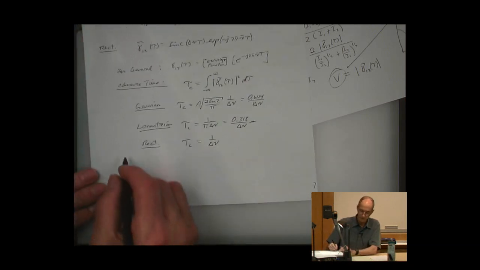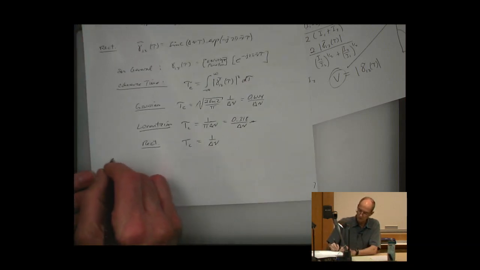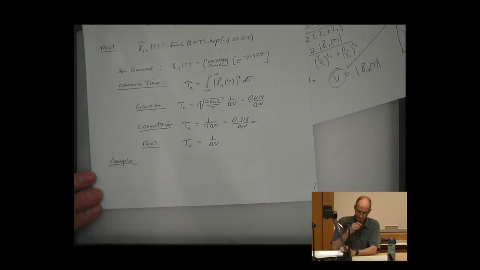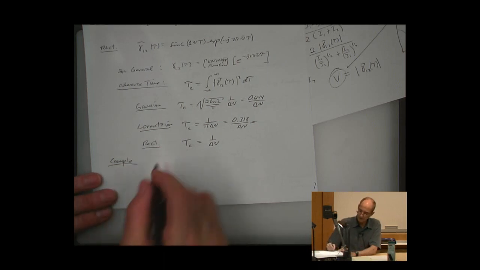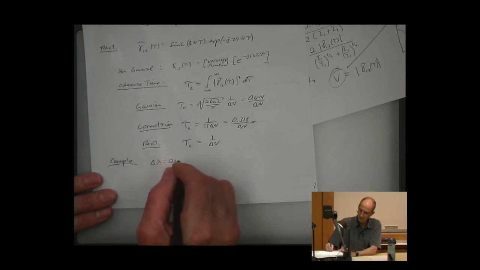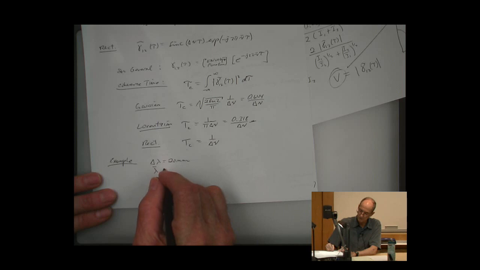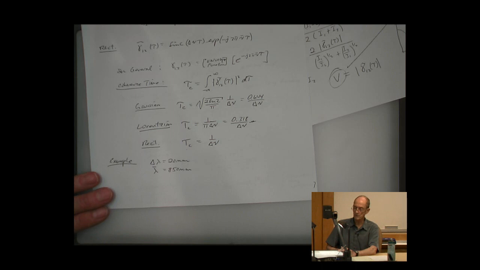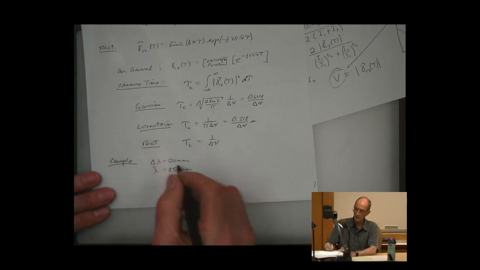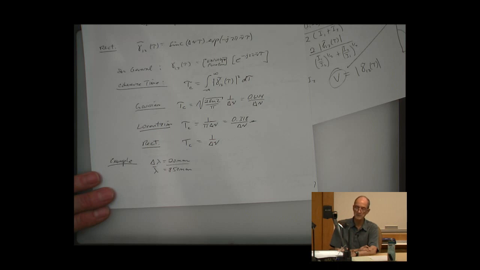So just quickly, if we look at an actual source, with some source values here: let's say that we have a delta lambda of 20 nanometers, and the average lambda here is 850 nanometers. So what are the coherence times for these? If we had a Gaussian, Lorentzian, and a rectangular function with a bandwidth corresponding to delta lambda of 20 nanometers, what would be the coherence time?